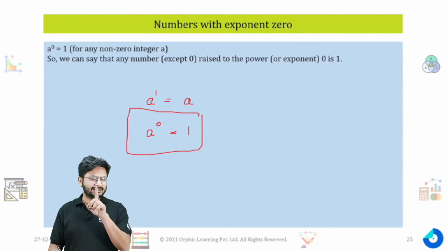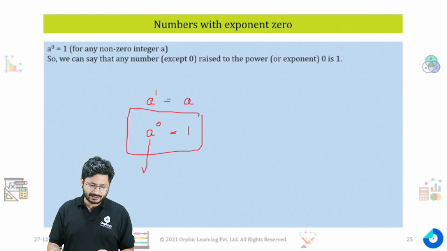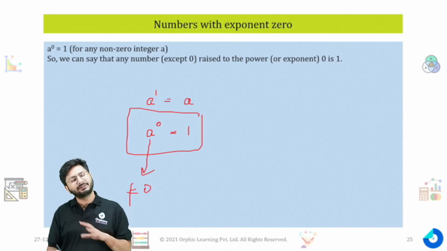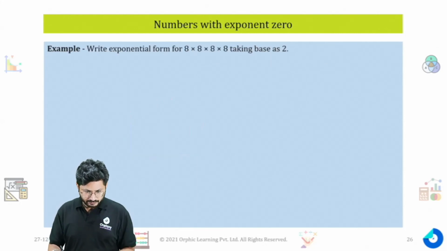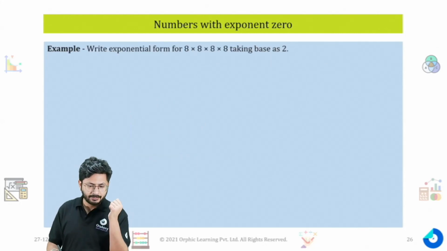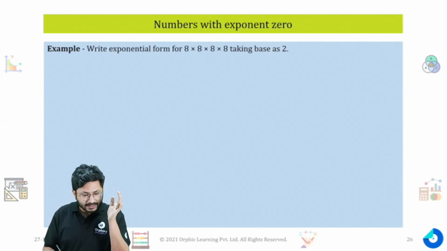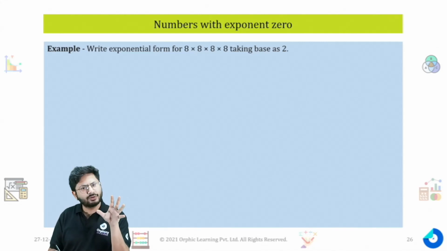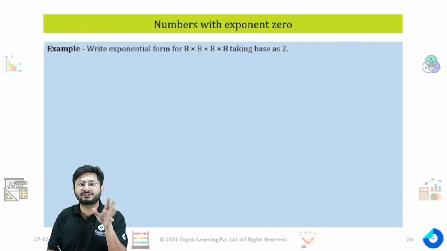But there is one exception: the base cannot be 0, otherwise anything else can happen. Now let's see the question: write the exponential form for 8 into 8 into 8 into 8 taking base as 2. What we want to do is convert this number 8 into 8 into 8 into 8 into base 2. Let's see how to do that.